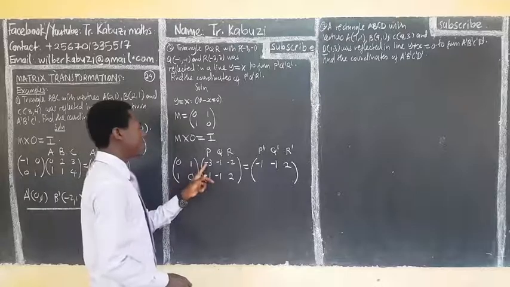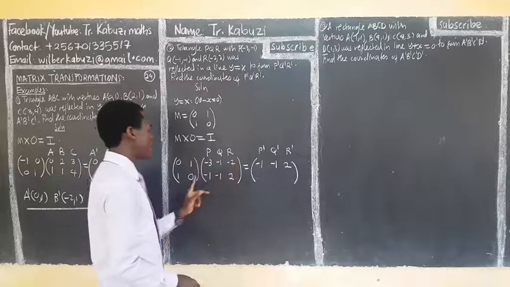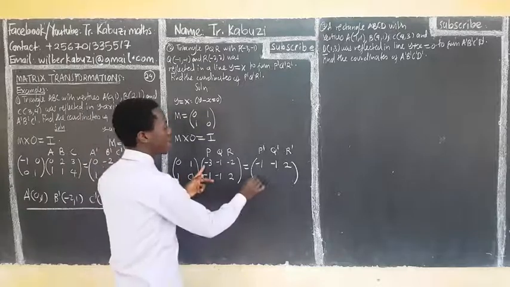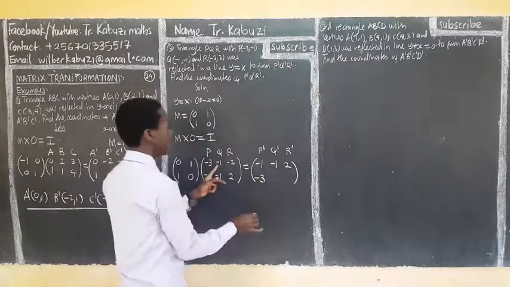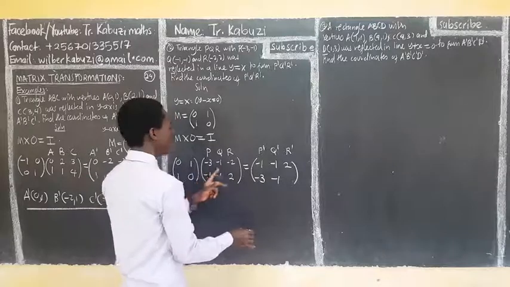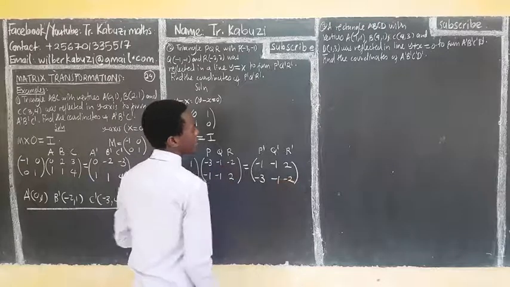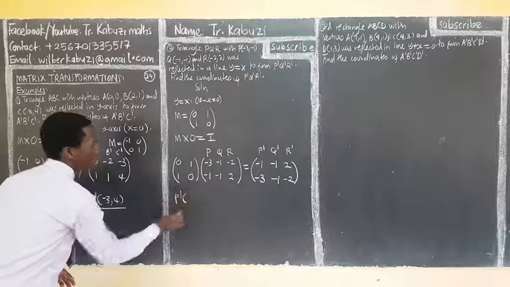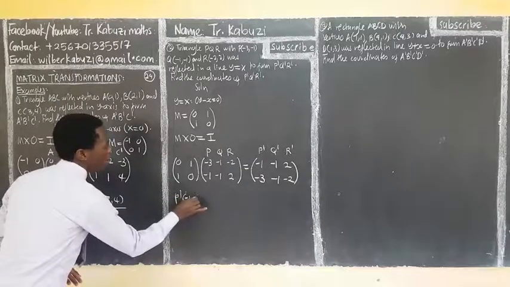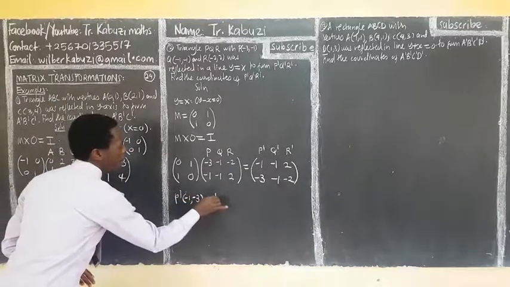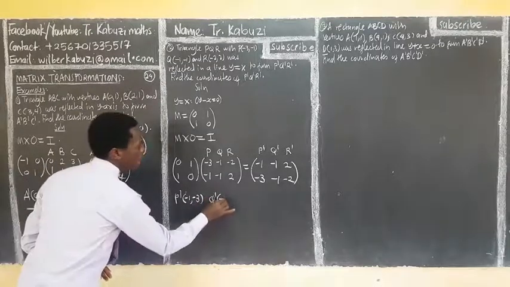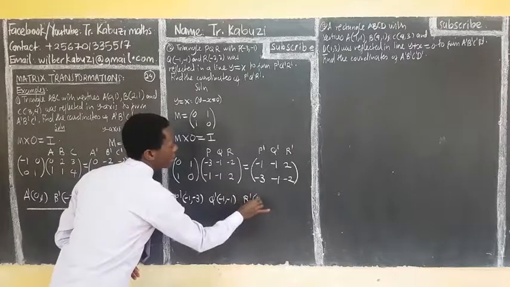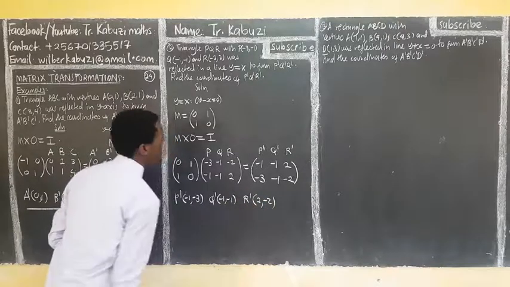So this times this is going to be giving us a variable. This times this one, 0. So all you do, get this times this, negative 3. This times this, negative 1. This times this, negative 2. So you'll be done. So our P prime now, you give the coordinates, negative 1, negative 3. Our Q prime, negative 1, negative 1. Then our R prime is 2, negative 2.